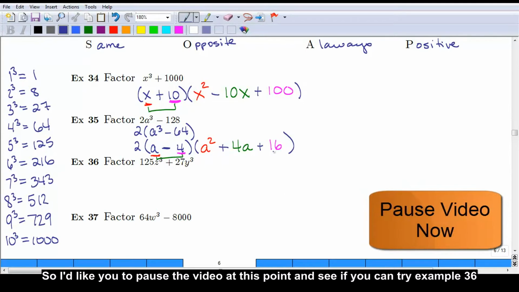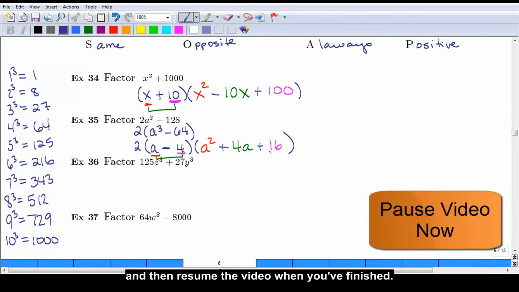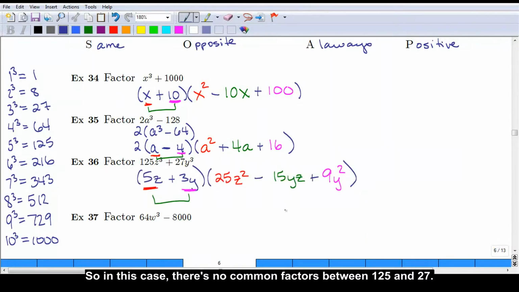So I'd like you to pause the video at this point, see if you can try example 36, and then resume the video when you've finished. So in this case, there's no common factors between 125 and 27, so we can go straight to the formula.